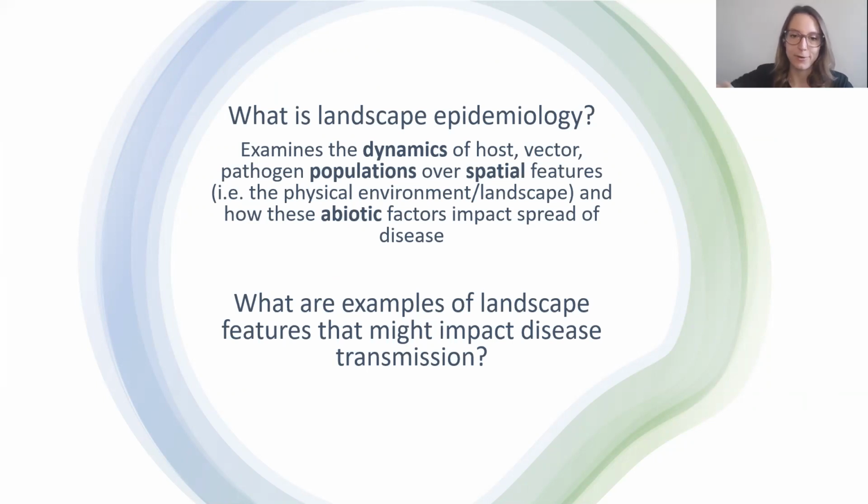Now, what are examples of landscape features that might impact disease transmission? What do you guys think? What are potential landscape features? Mountains and oceans. Any others that would impact disease transmission? Rivers. Any others? If you think about COVID, something might come to mind as well.